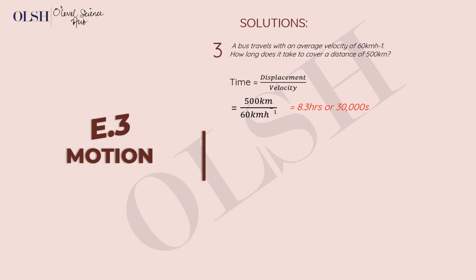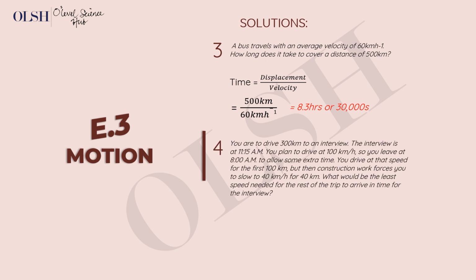Alright, if we convert 8.3 hours to seconds, which is multiplying it by 3,600, we're going to have 30,000 seconds. It's proper and better to make sure all your answers are in meters or seconds. So let's start the 4th question.